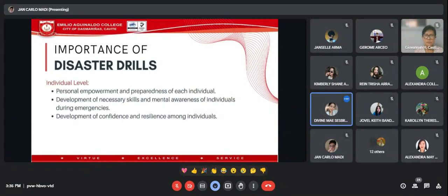So kapag may experience sila doon sa mga drills, nakakapag-instill yun ng sense of resilience na which enables the individual na makarecover ng mas mabilis at maayos doon sa shock and disruption na pwedeng cause ng mga disaster. Next naman.